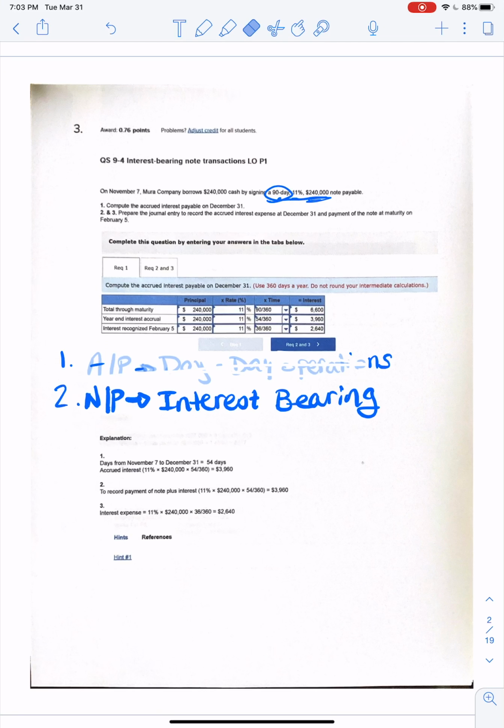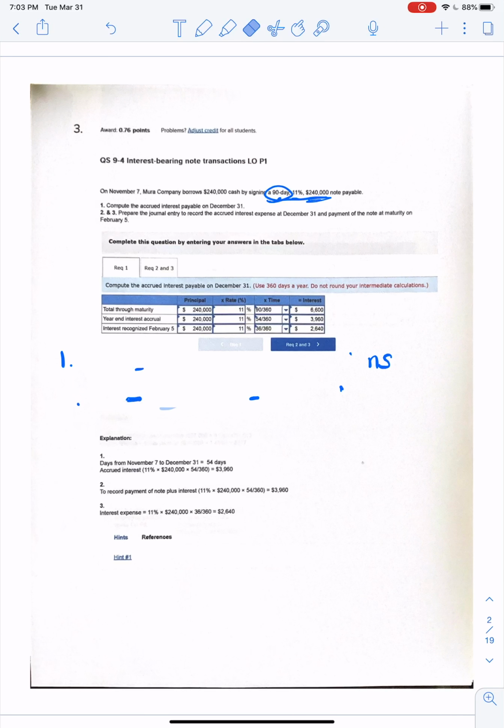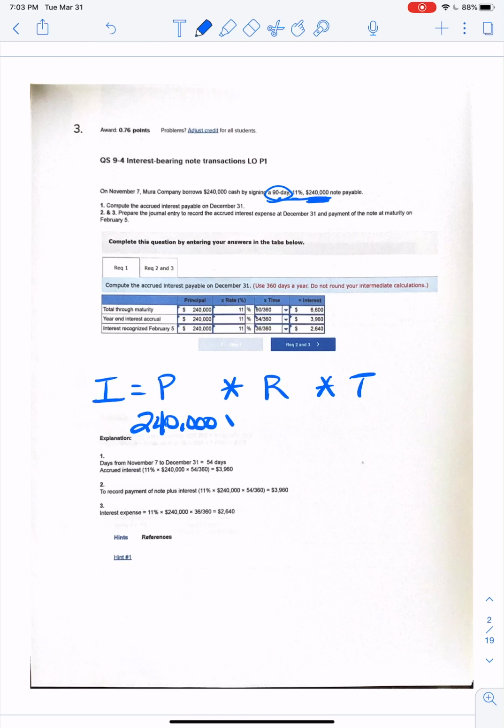Now that we've reviewed this brief information, we're going to look at how we actually compute this interest. What we're going to do here is what we call simple interest. To calculate simple interest, we take principal times rate times time. In this case, the principal is $240,000. My rate is 11%, so I'll put that into the decimal, and then we'll multiply by time.